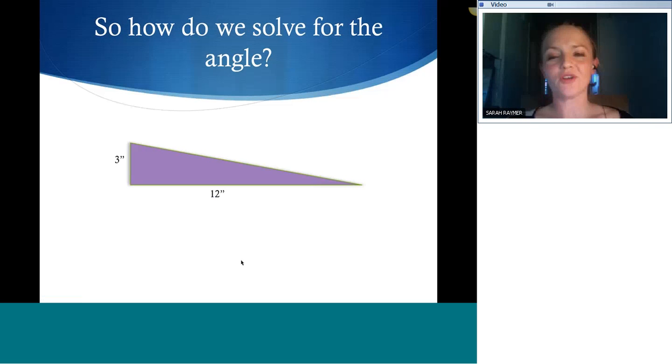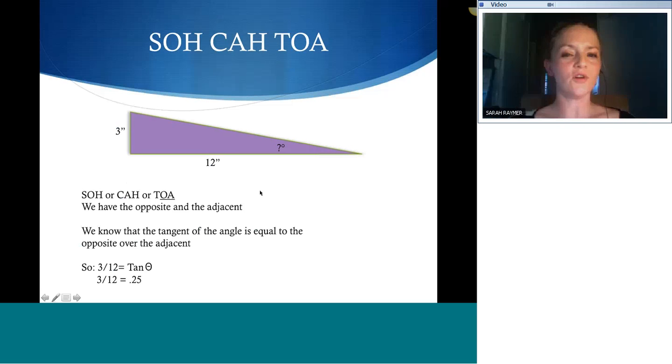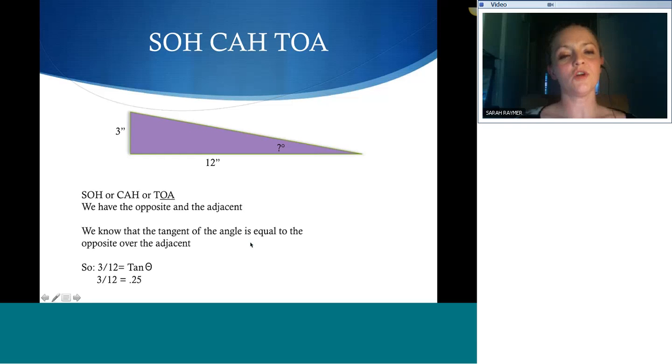Okay, so how do we solve for that angle? We have the opposite and the adjacent in this case, and we need the angle. So it's a little bit backwards, but it's all the same business, and luckily we have a fantastic scientific calculator that does all the really complicated stuff for us. So out of all of these, the one we can work with is going to be the tangent. So we know the tangent of the angle is equal to the opposite over the adjacent. So 3 over 12 is the tangent of the angle. So when we put that into a calculator, 3 divided by 12, what we get is 0.25.